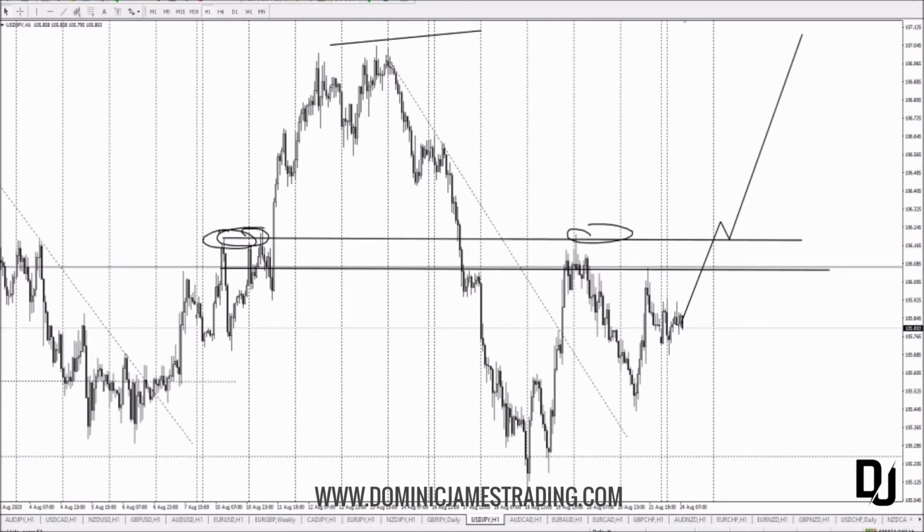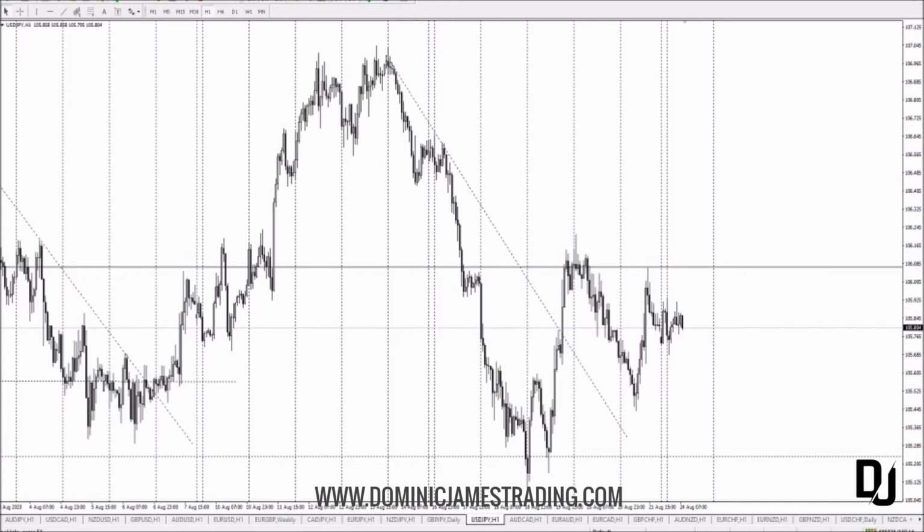So pretty basic, just keeping it to 4 pairs, higher time frame level, follow structure, and look to implement on these ranges to get involved.